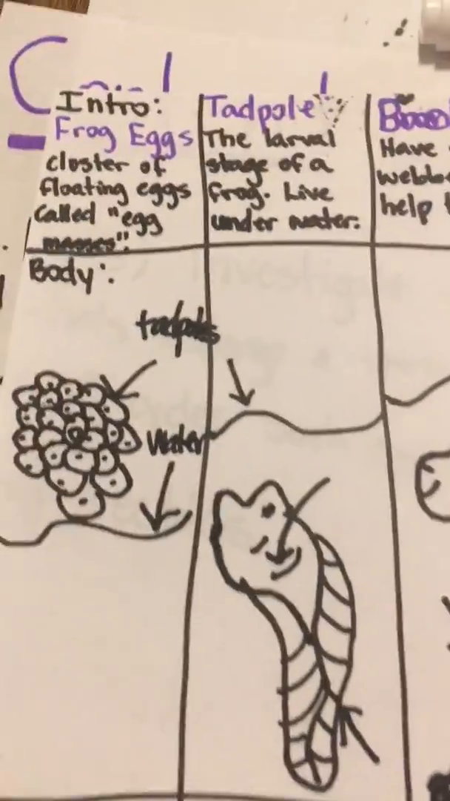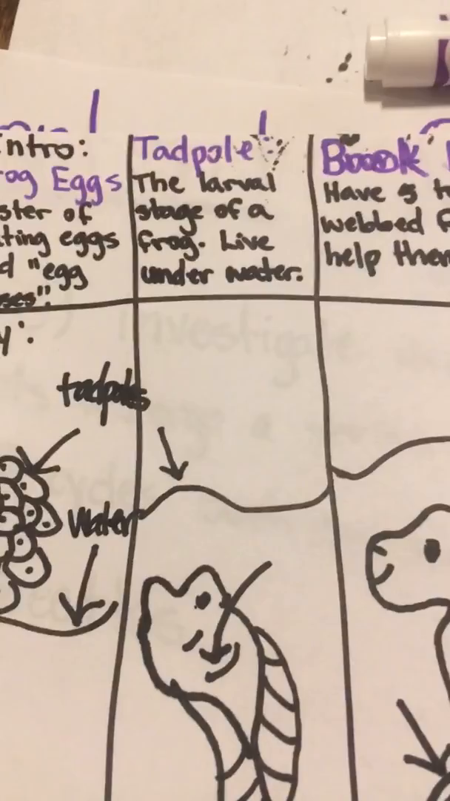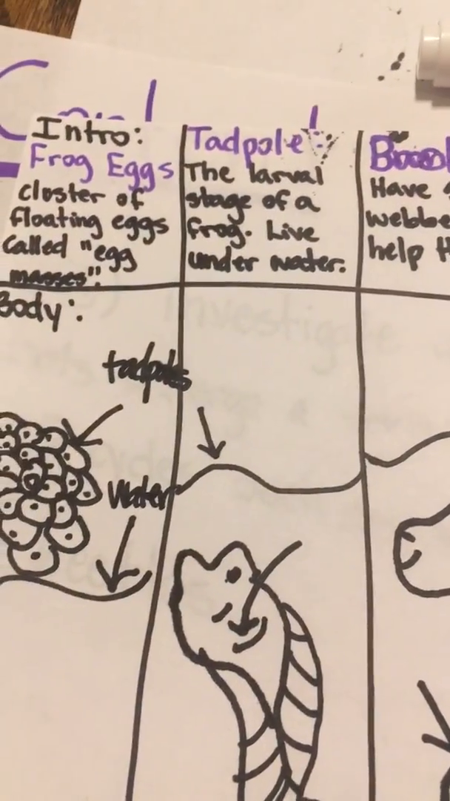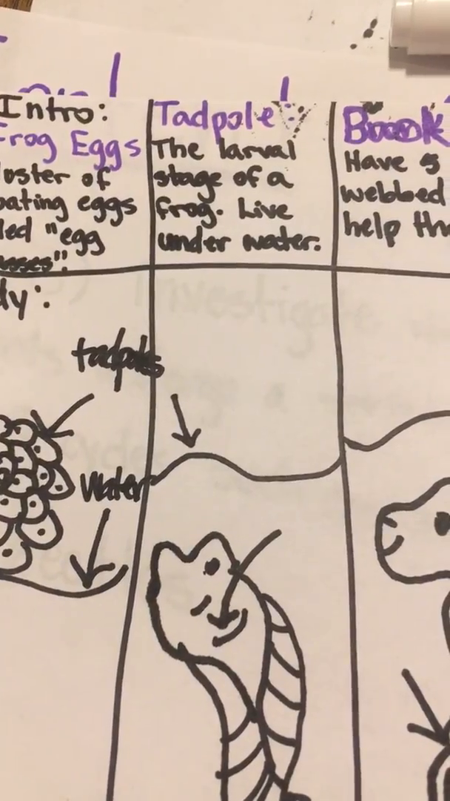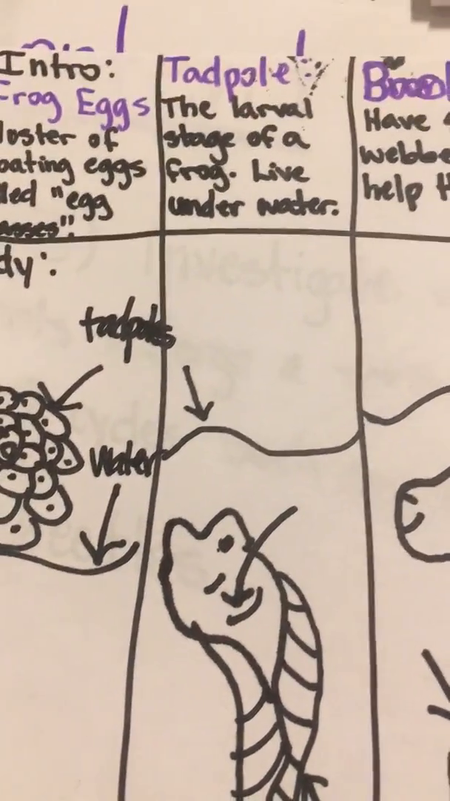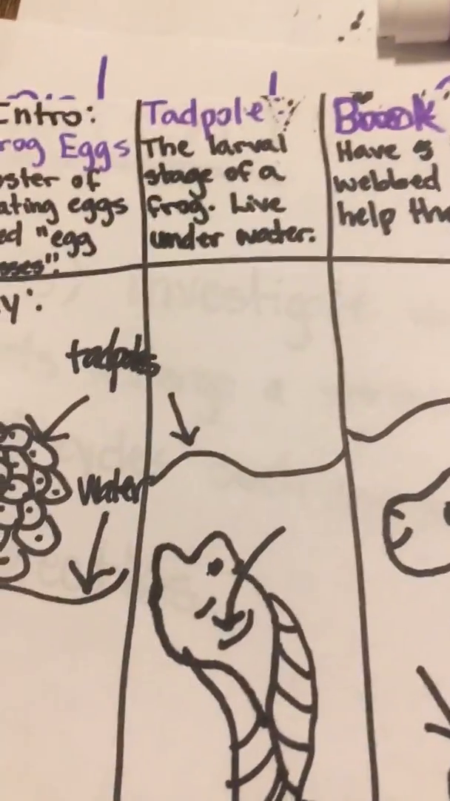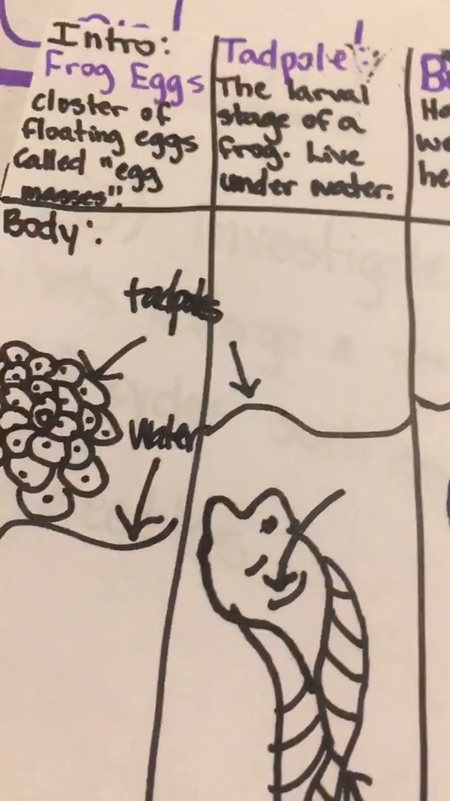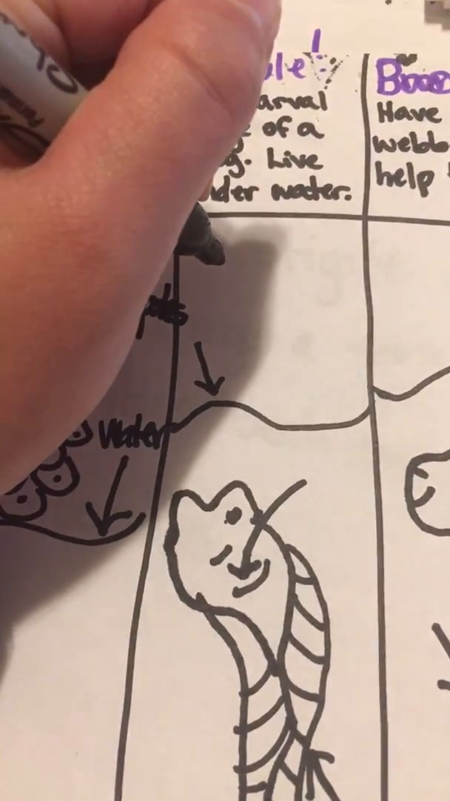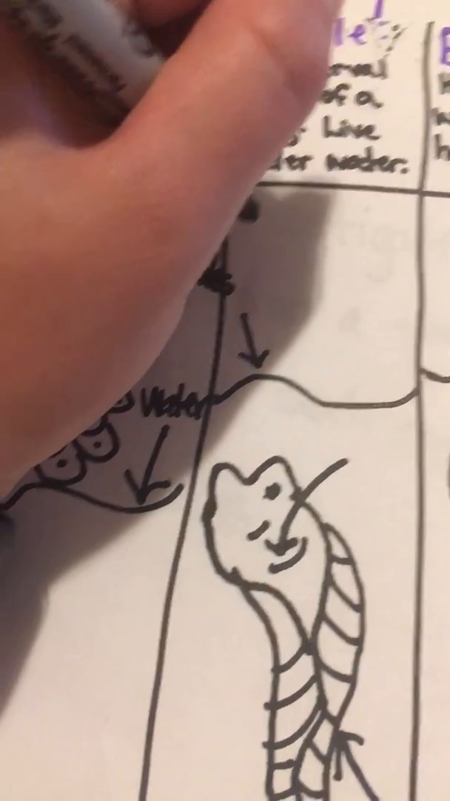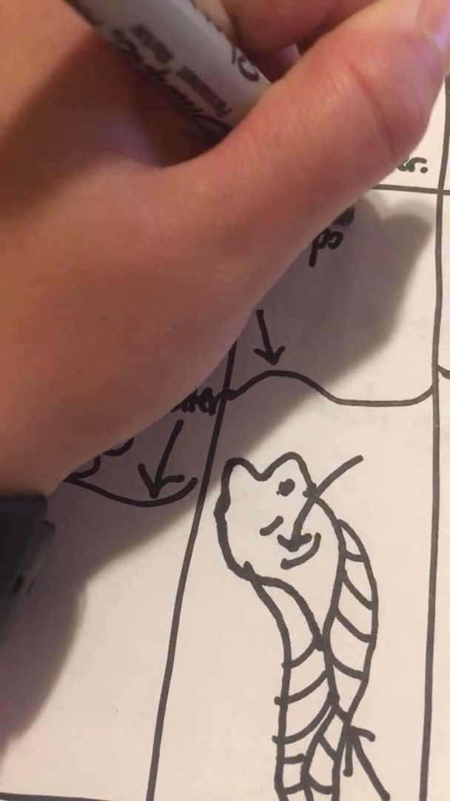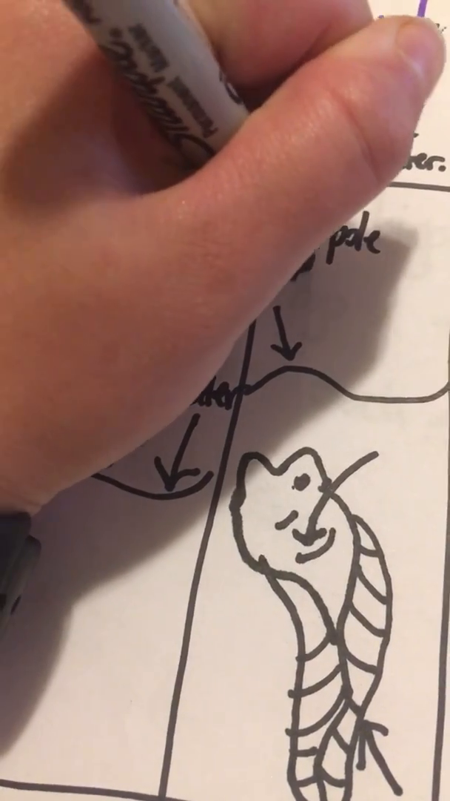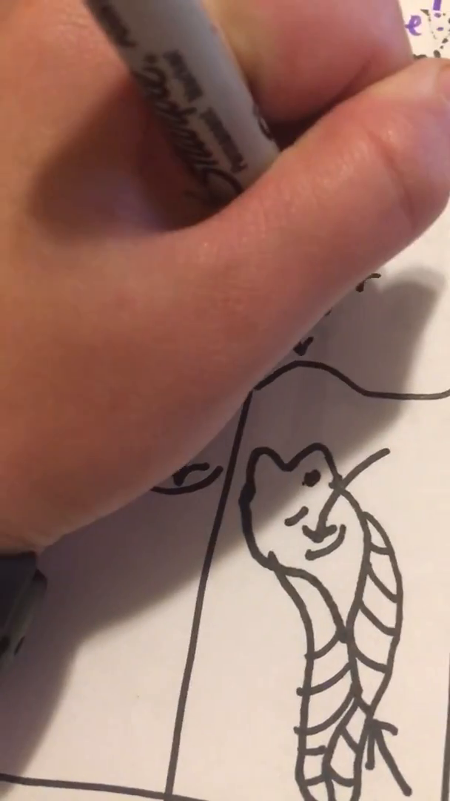Now let's go to tadpole. The definition that we have wrote for tadpole is the larval stage of a frog, and it lives under water. Oh, there's that arrow again pointing to the water. What does this mean? Right, we could label it as tadpole under water.